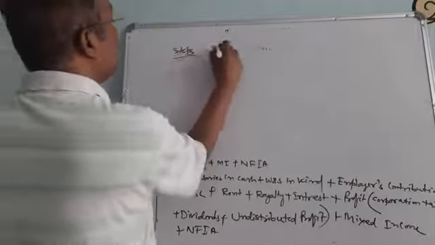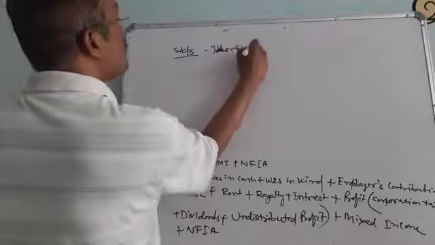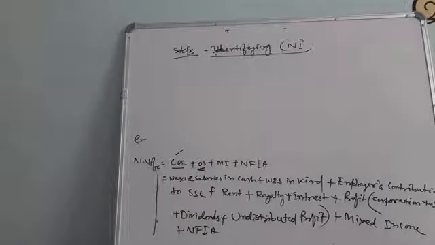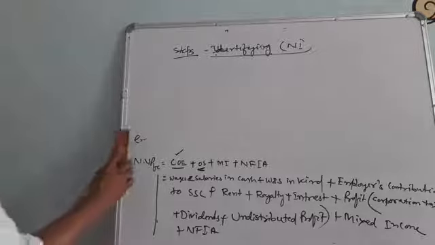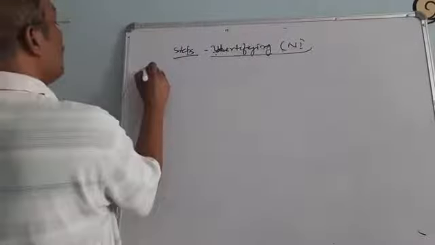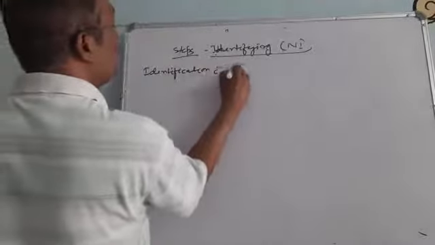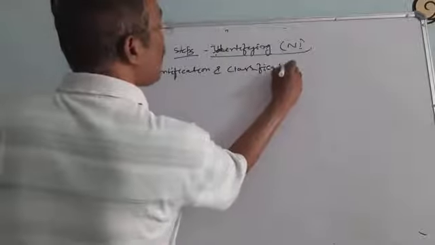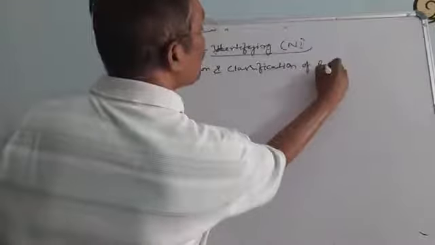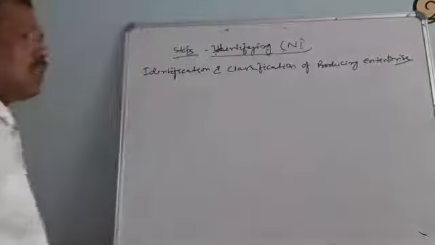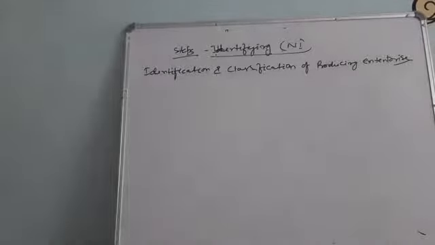Steps of national income. First step is identification and classification of producing enterprises.